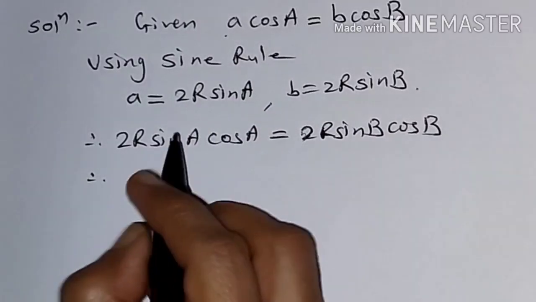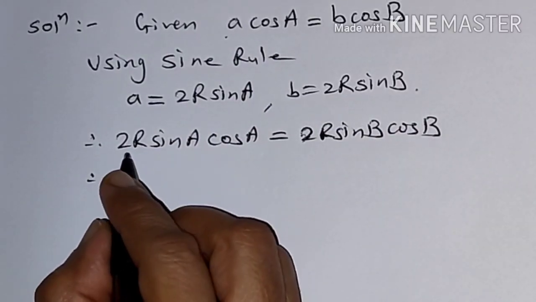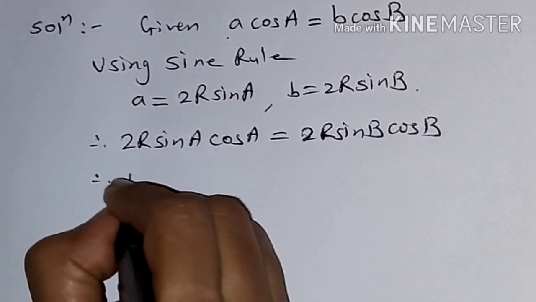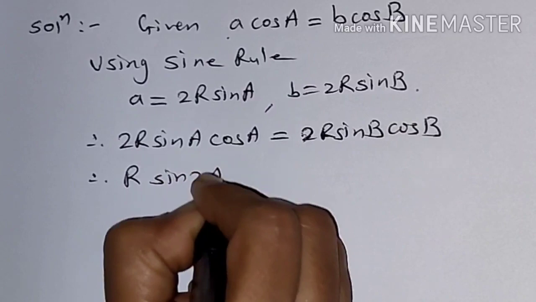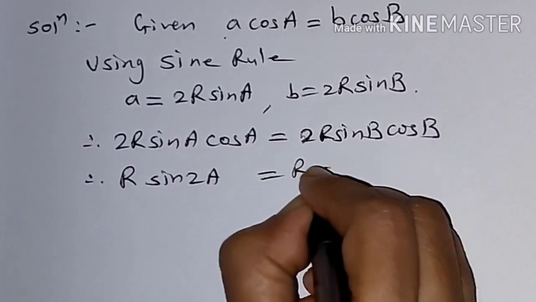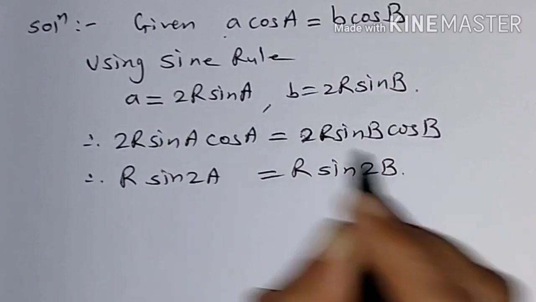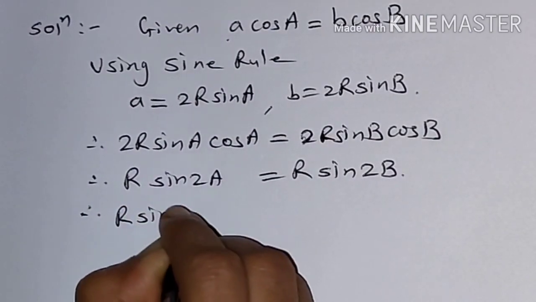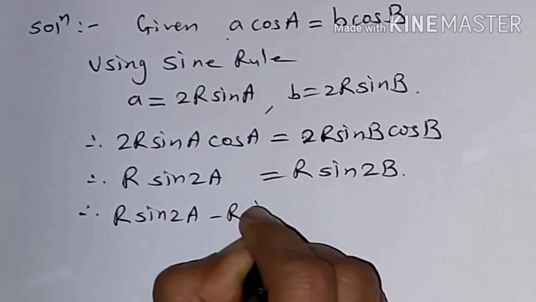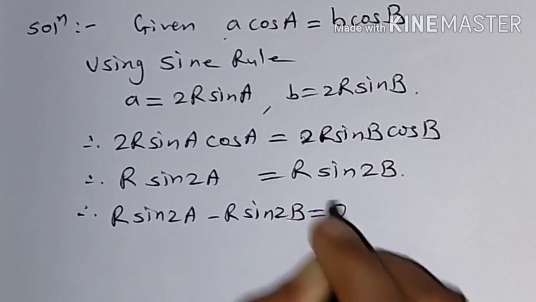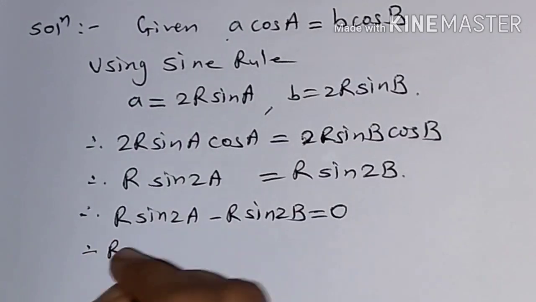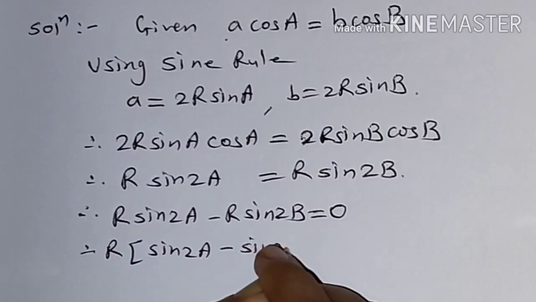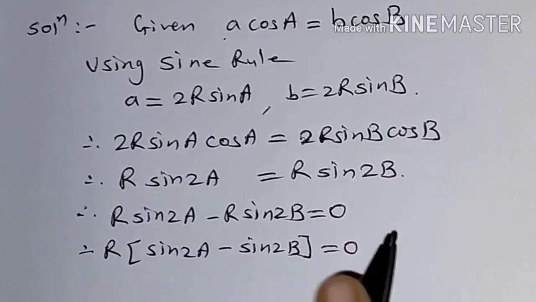Therefore, now 2 sine A cos A is sine 2A. So we get R into sine 2A is equal to R into sine 2B. Therefore, R sine 2A minus R sine 2B is equal to 0. So R into (sine 2A minus sine 2B) is equal to 0.